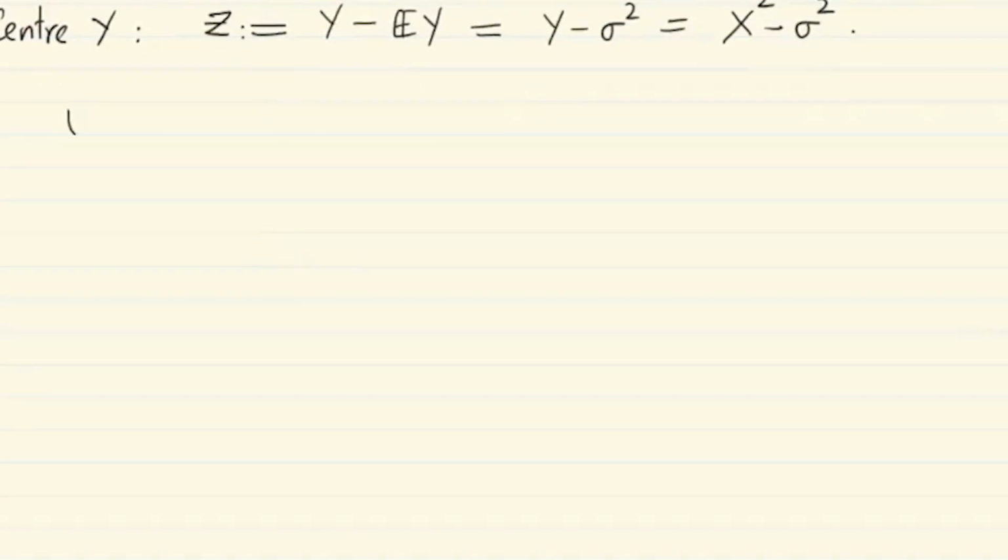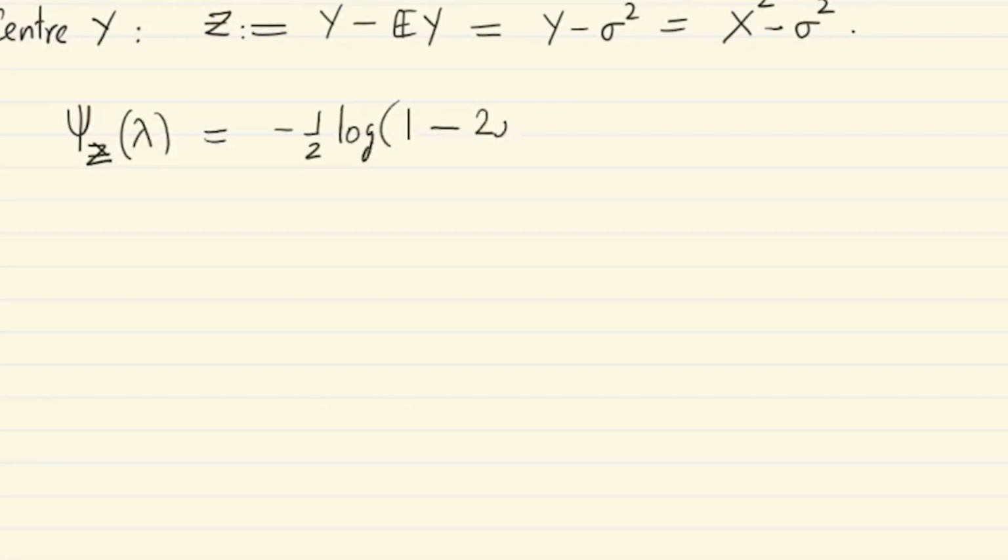So we have Cz of any lambda as minus half log 1 minus 2 sigma square lambda, which is the cumulant generating function of lambda, and from that we have to just subtract lambda times sigma square, which is the mean of y. This holds for all lambda less than 1 by 2 sigma square as usual.